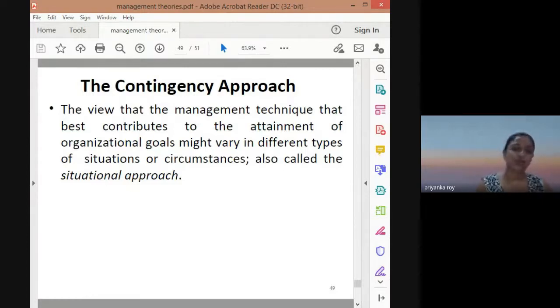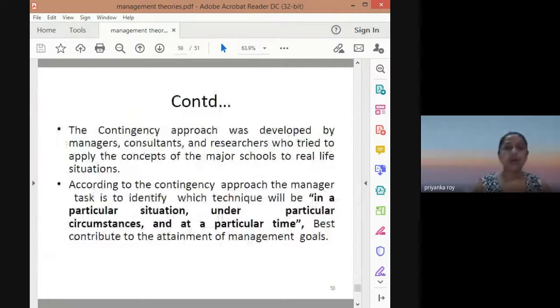When we are talking about contingency management theory, the approach was basically developed by managers, consultants, and researchers who tried to apply the concepts of major schools to real life situations. According to the contingency approach, the manager's task is to identify which technique will be best in a particular situation, under particular circumstances and at a particular time, to contribute to the attainment of the management goal.